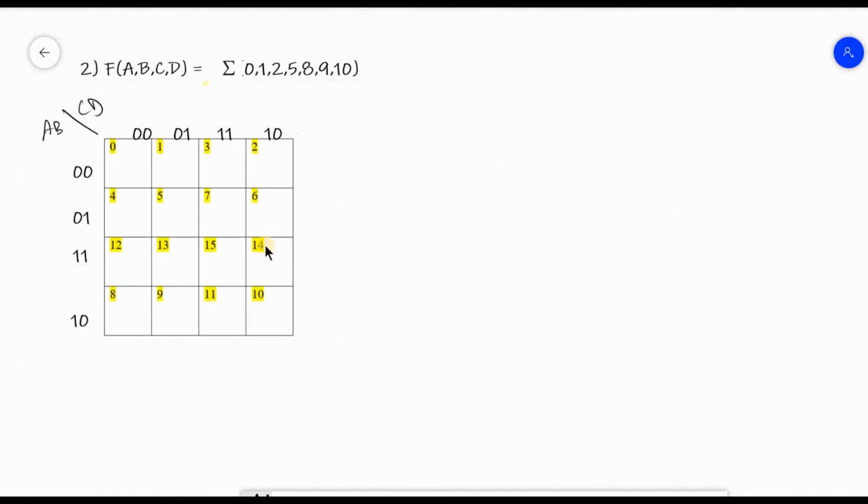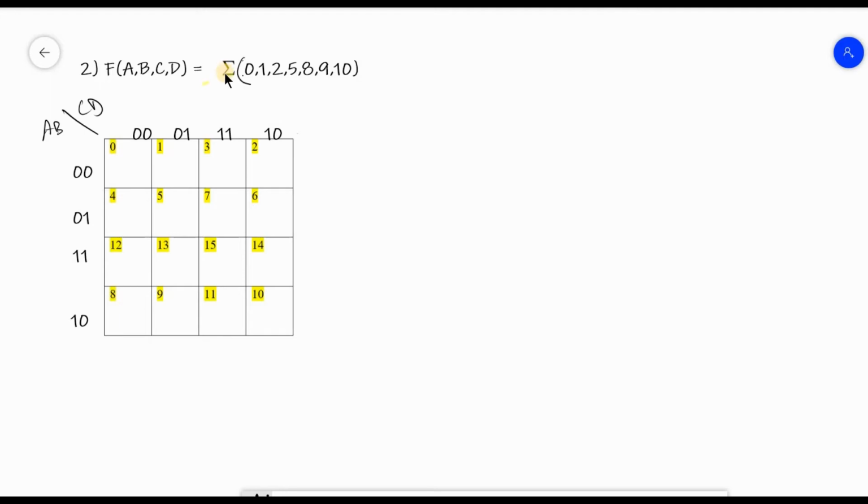Now in this example we are given a function consisting of 4 variables A, B, C, D, and we are given this one in terms of min terms. Now you know this symbol indicates min terms.